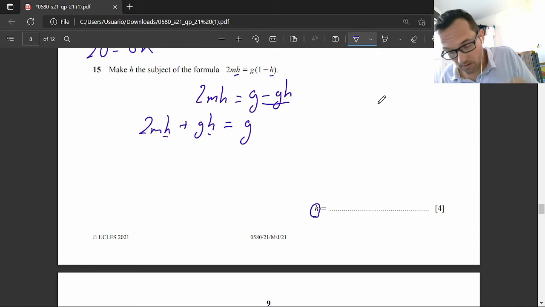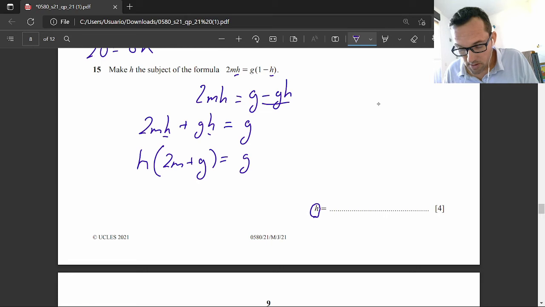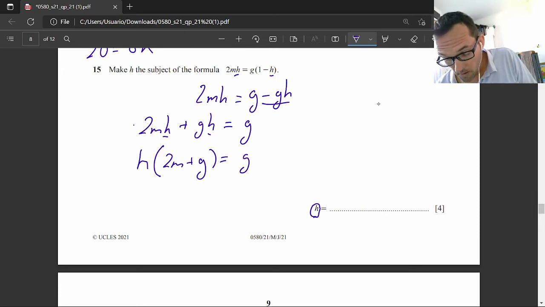Next step is to make those 2 h's 1 h, and the only way to do that is by factorizing. Factorizing out means we put the h in front of the bracket, and inside the bracket we put the 2 terms without the h. This is still the same, because if we multiplied out these brackets, we'd get what we have above. Now we're almost there. We just need to move this 2m plus g to the other side. Remember, this means h times the whole bracket.